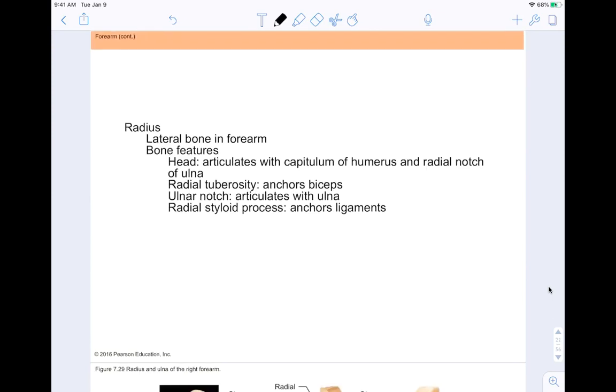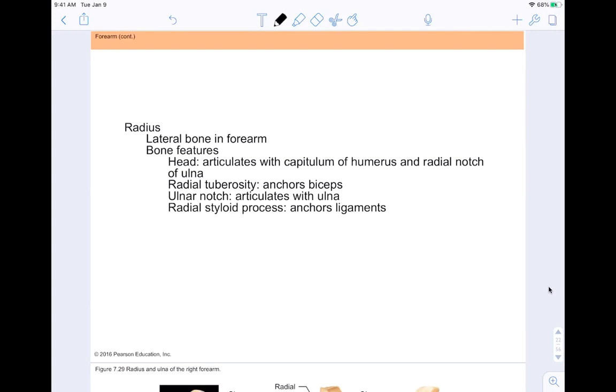Our radius, like I said, is going to be the other side of your forearm. This is between your thumb and your elbow. Remember, the ulna is your pinky and your elbow. I like to think about it like the radius rotates, because your thumb has a lot more movement. It's going to be the lateral bone. If your thumbs are pointing out away from your body in anatomical position, it's the bone that is furthest away from the body. The bone features we're going to talk about are the head, the radial tuberosity, the ulnar notch, and the radial styloid process.